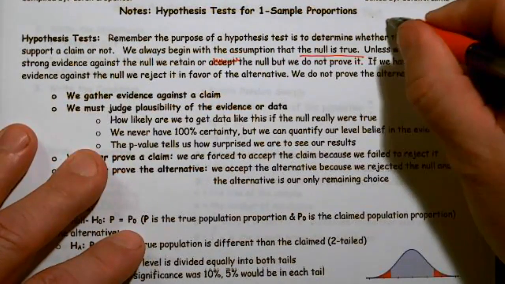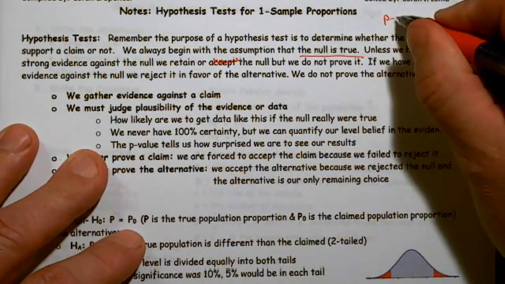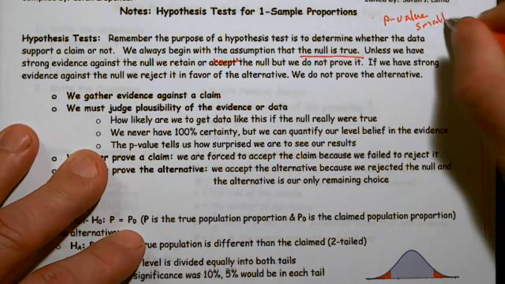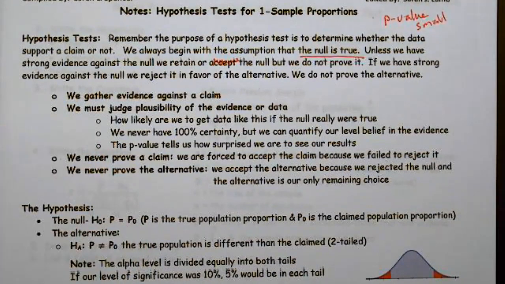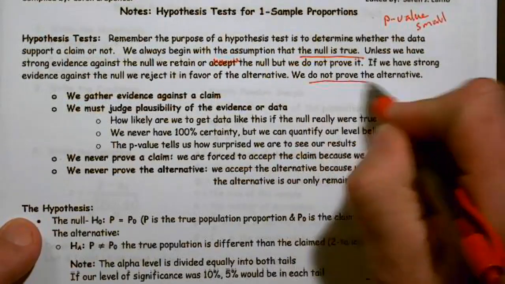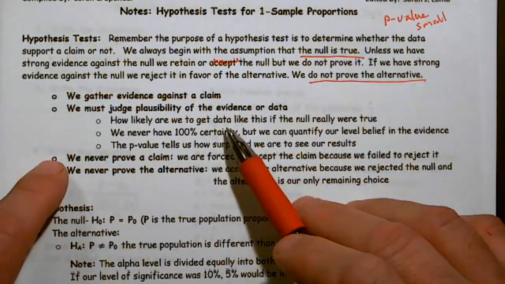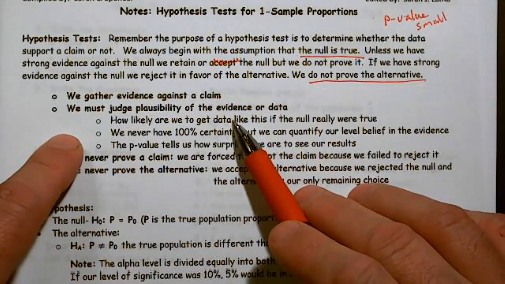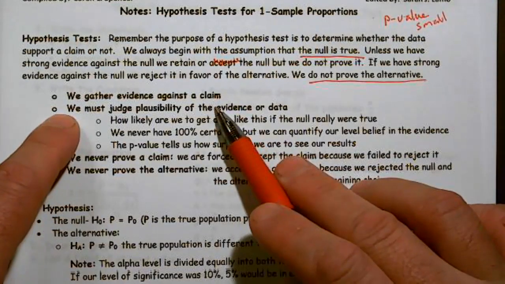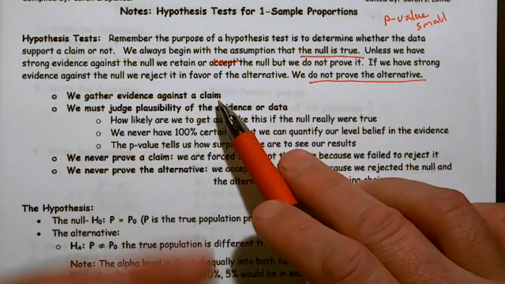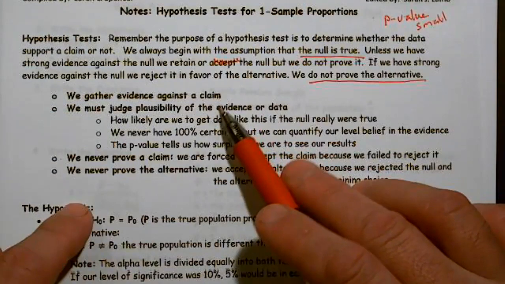When do we know if we have enough evidence? When our p-value is small. If our p-value is small enough, then we say we have enough evidence to reject the null in favor of the alternative. Note, we do not prove the alternative, we just reject the null. So we gather evidence, and we gather evidence by collecting a sample. If our sample has a p-value that's small enough, we reject the null.